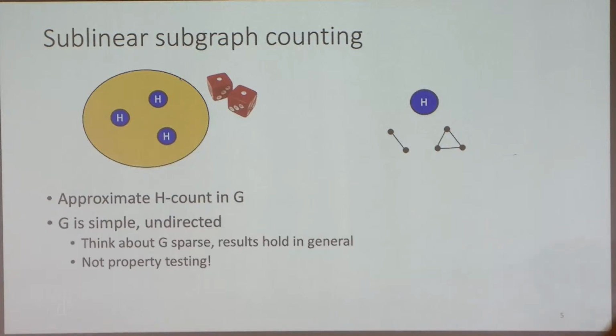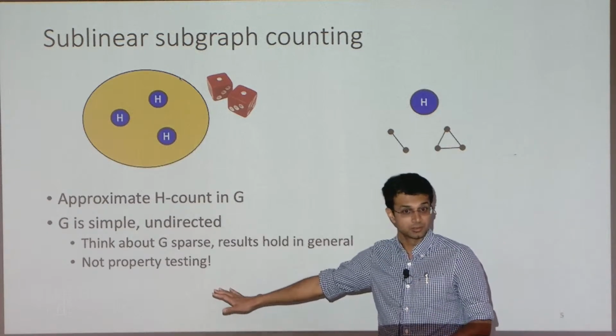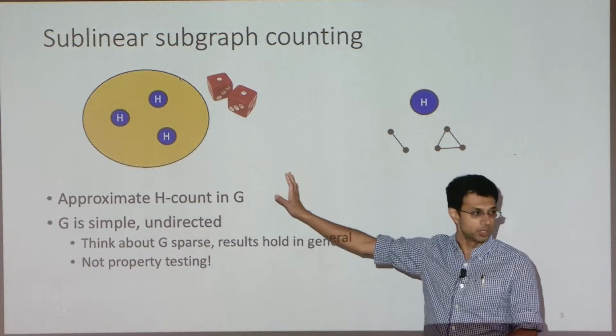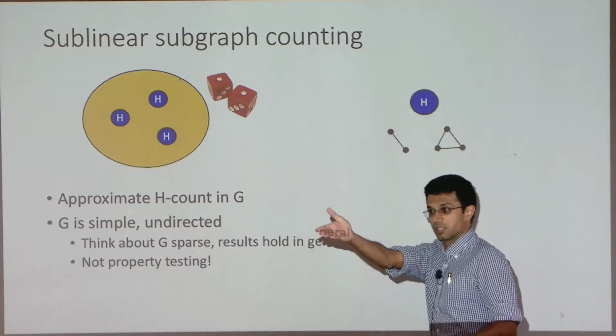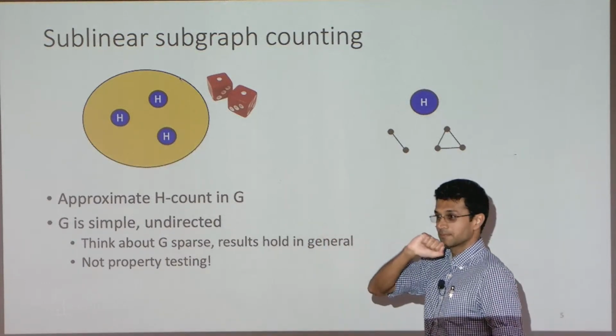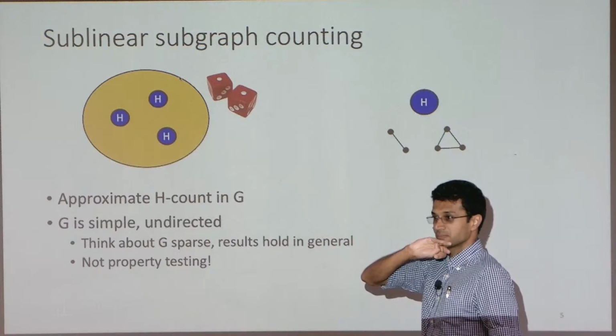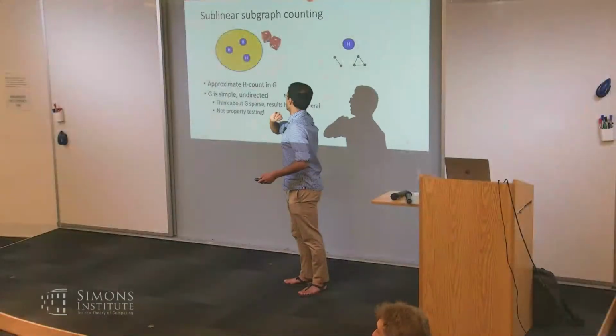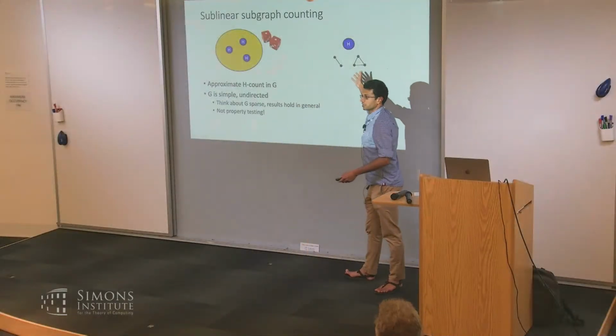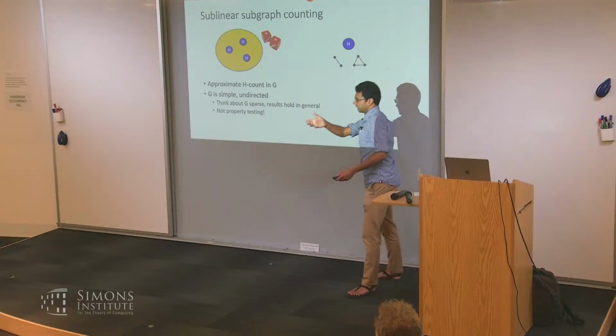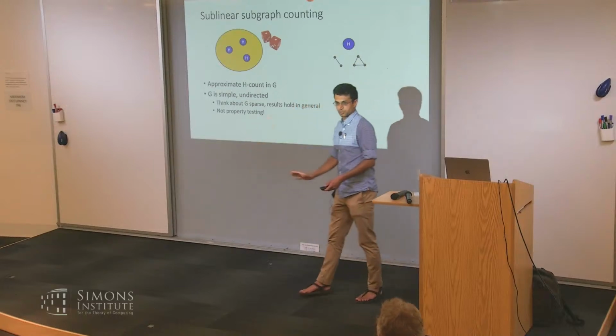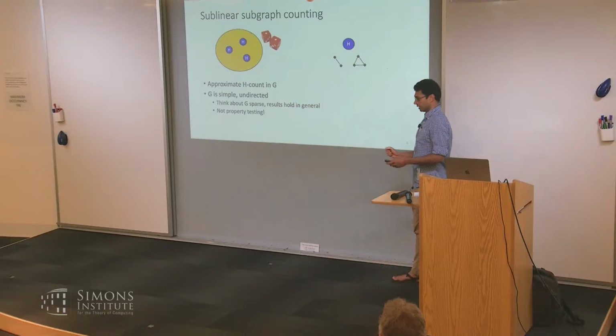Just to be clear, we're not doing property testing here. This is actually just the algorithmic question, so the definitions are much easier. Yes, you had a question? Does it count the number of times H is a subgraph of G, or induced subgraph? In this case, it'll be both induced and non-induced because we'll be focusing on cliques. But in general, one could ask both those questions, and they're both equally interesting.